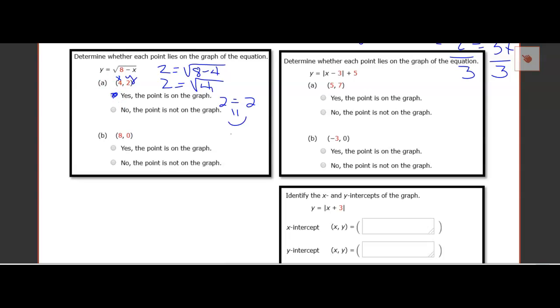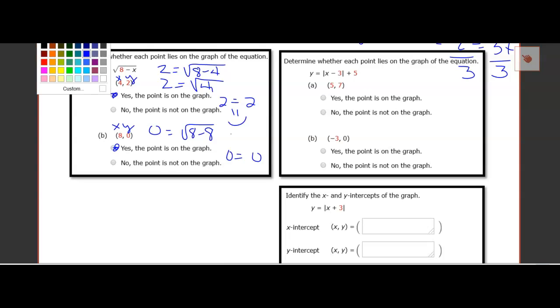Let's see if the point 8, 0 lies on that same graph. So I put an 8 in for x, a 0 in for y, and let's see what happens. So 0 is equal to the square root of 8 minus 8. Well, that looks true to me. I see 0 is equal to 0, so yeah, that point lies on the graph. Why don't you do that for this problem here? Take a second, pause the video, and do the same thing for this equation.